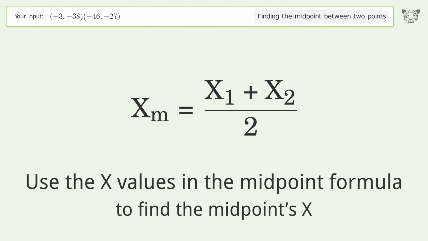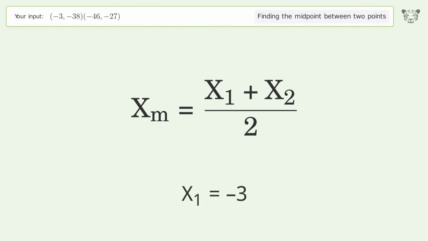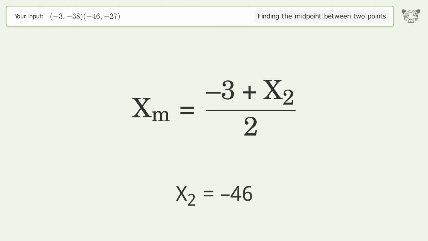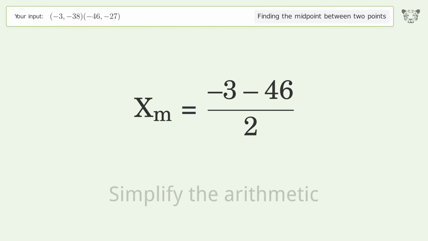Use the x values in the midpoint formula to find the midpoint's x. x1 equals -3. x2 equals -46. Simplify the arithmetic.